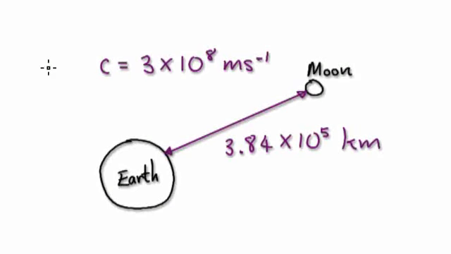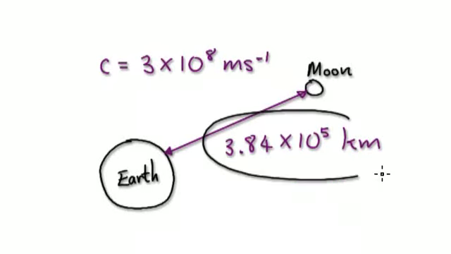Okay, try to work this out for me if you can. Say the distance between the Moon and the Earth is given by this in kilometers. Now the speed of light. We normally use c for the speed of light.